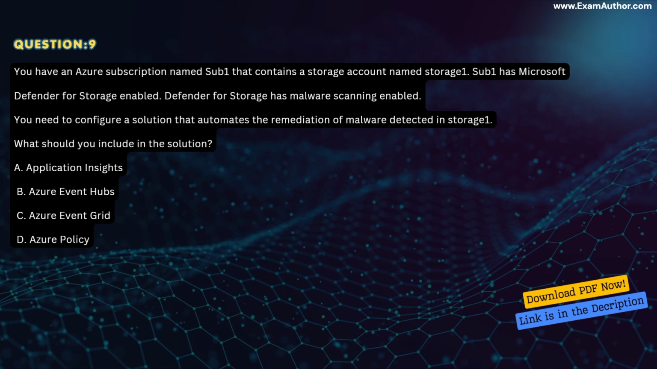Question 9. You have an Azure subscription named Sub 1 that contains a storage account named Storage 1. Sub 1 has Microsoft Defender for Storage enabled. Defender for Storage has malware scanning enabled. You need to configure a solution that automates the remediation of malware detected in Storage 1. What should you include in the solution? A. Application Insights. B. Azure Event Hubs. C. Azure Event Grid. D. Azure Policy.